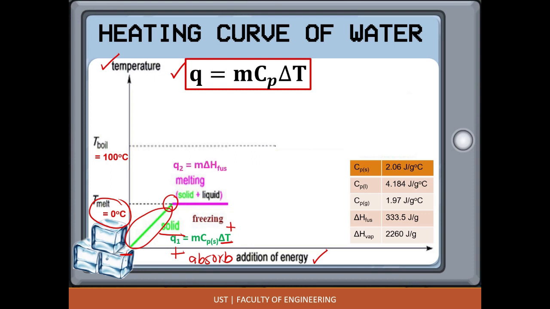In this case, it is the amount of the substance multiplied by the heat of fusion, delta H subscript FUS. Melting is also known as fusion. Delta H fusion is given in the table. At this point, Q again is positive because heat is needed to break the forces holding the solid together to form liquid.